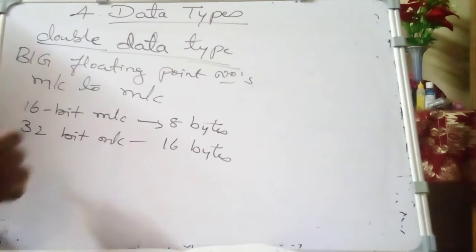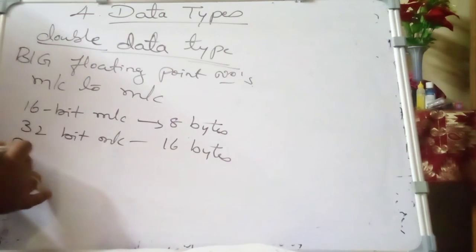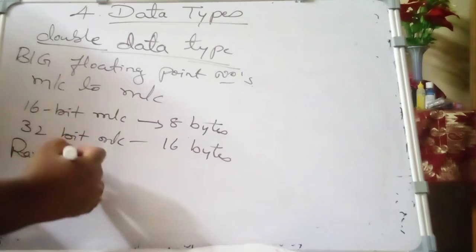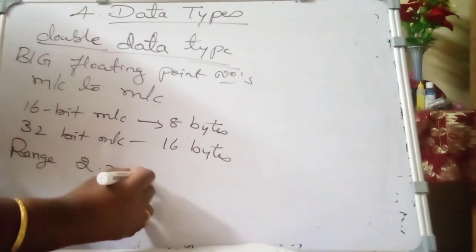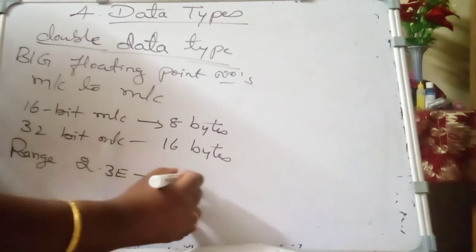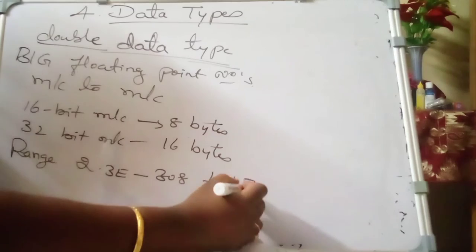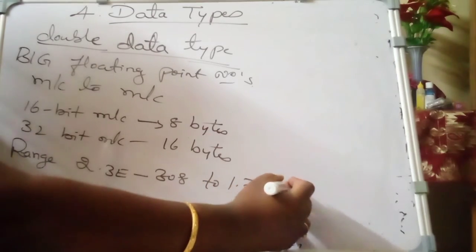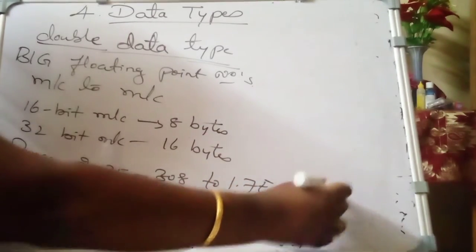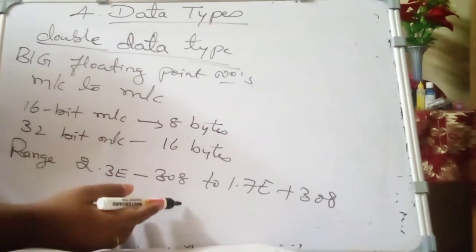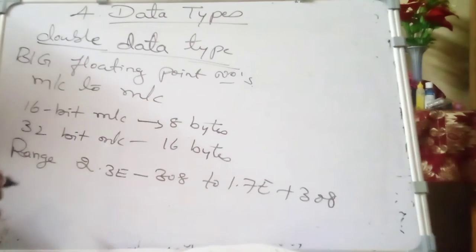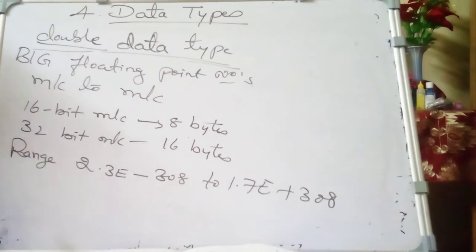Okay guys, and the range also varies. What numbers fall under this range? It is 2.3e-308 to 1.7e+308. So the number, the precision and the mantissa should be within this range for big floating point numbers. The keyword we use is double.